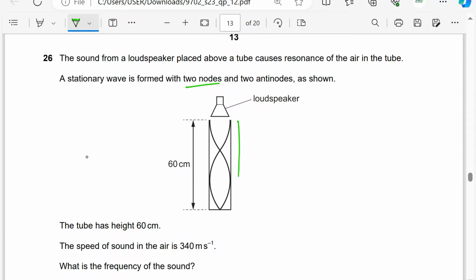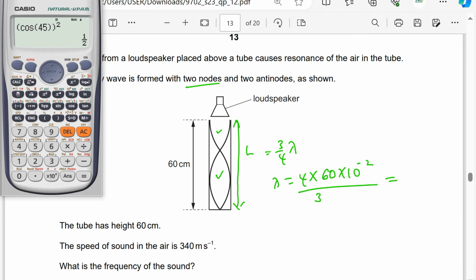So the length of the pipe, L, is a half plus a quarter of a cycle. Those are 3/4. So L is representing 3/4 of a wavelength. So the wavelength is going to be 4 times L, where L is 60 times 10 to the power of minus 2, then divide by 3. I made lambda the subject. So this is going to be the wavelength.